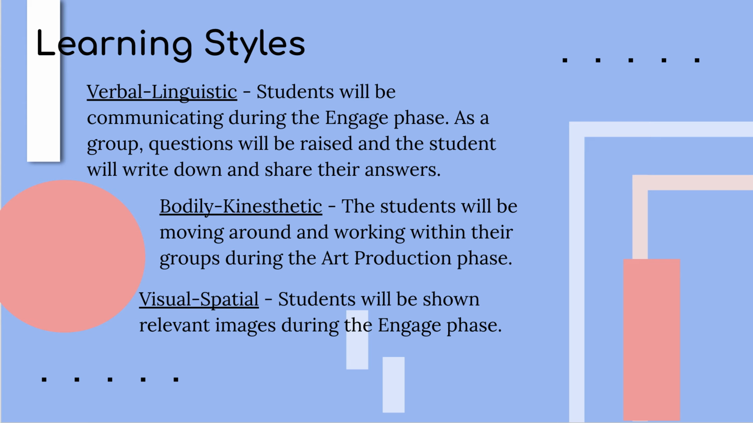And then the learning styles we have are verbal, linguistic. So they'll be communicating during the engage phase, and they're going to write down questions and share their answers with each other. Then we have the bodily kinesthetic phase. The students will be moving around and working within their groups during the art production. And the visual spatial, the students will be shown relevant images during the engage phase.